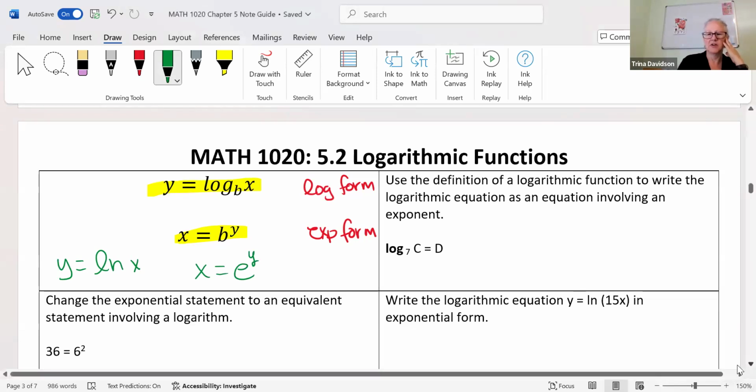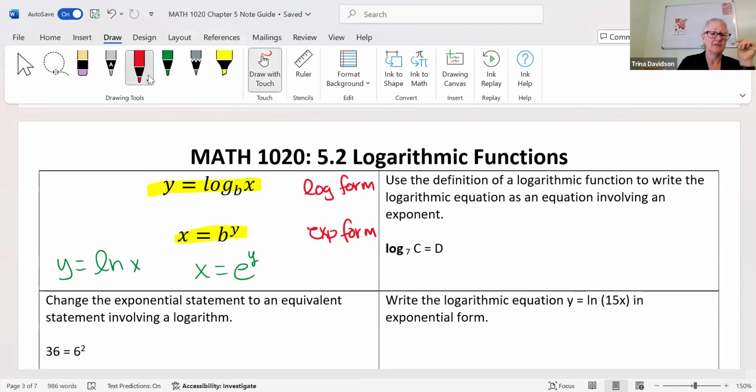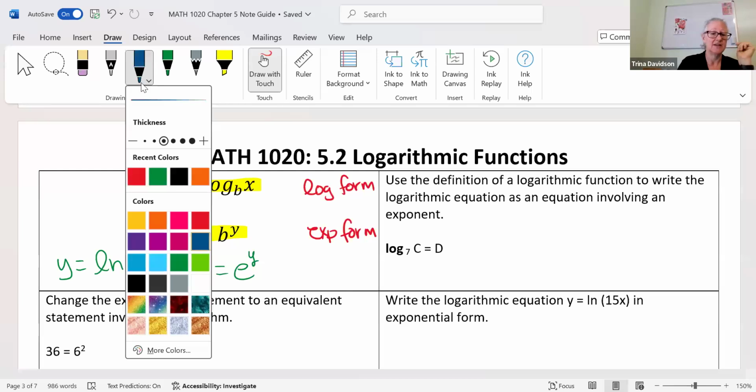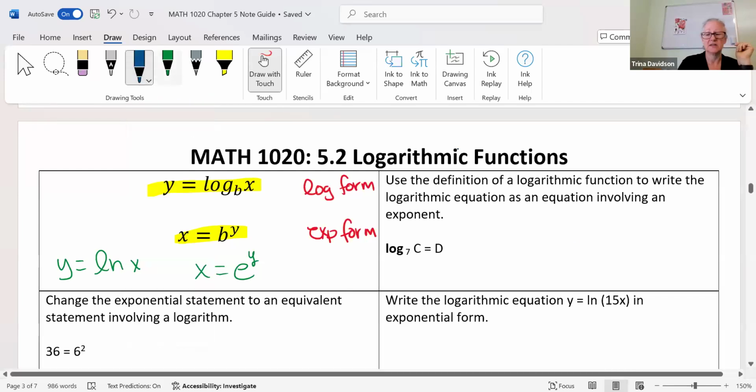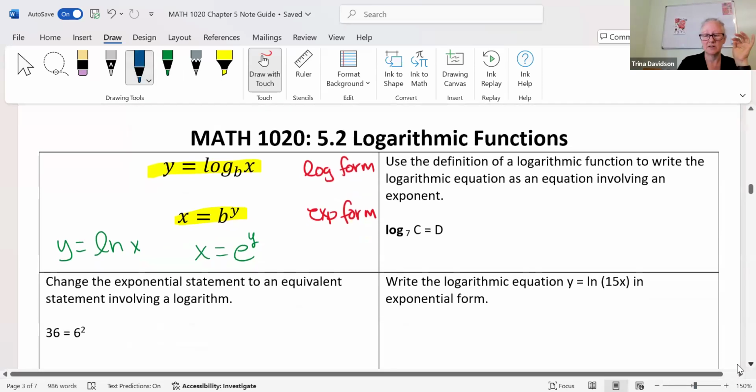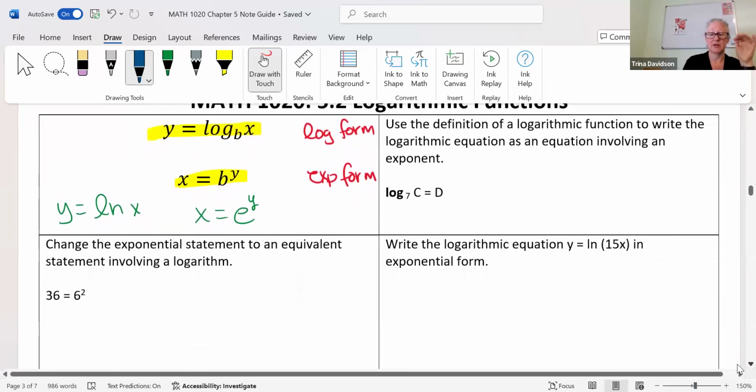Some of these, they just want you to go between the two forms. Remember, if they have uppercase, you need to use uppercase. If they have lowercase, you need to keep it lowercase. Math does see those as two different variables, an uppercase and a lowercase.